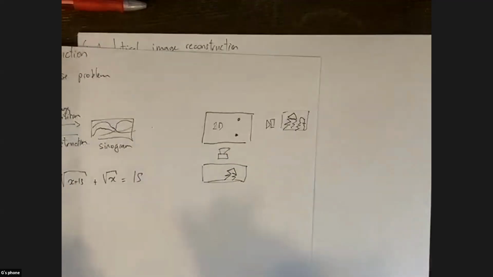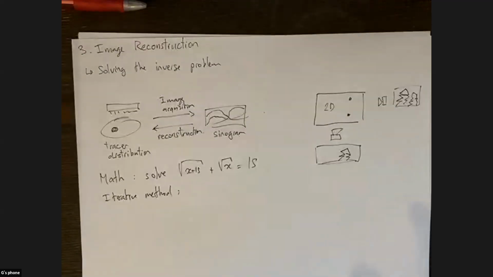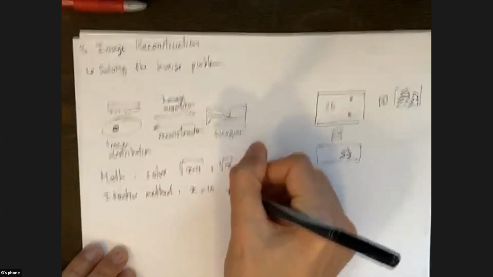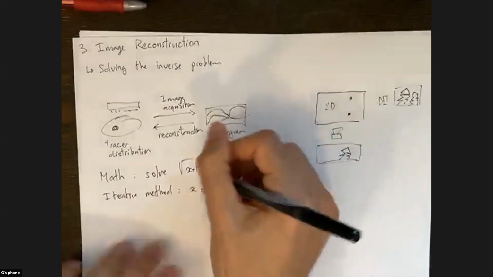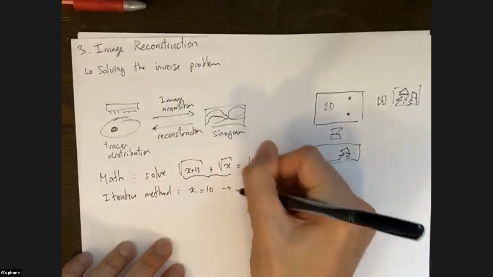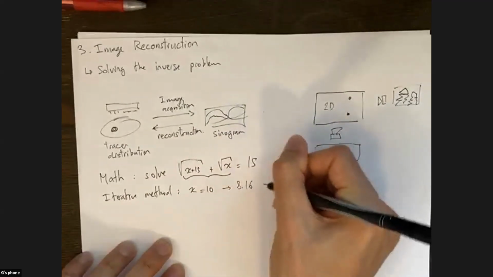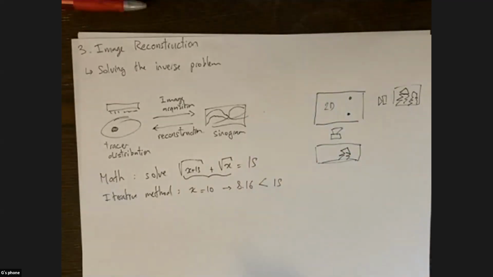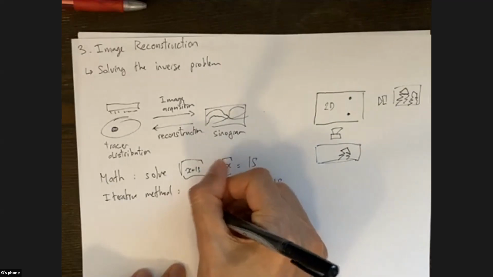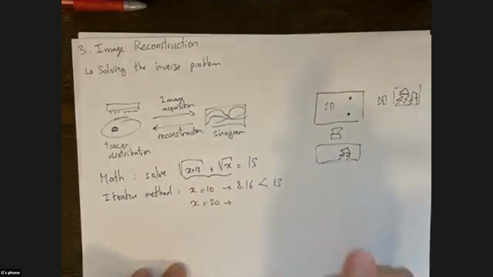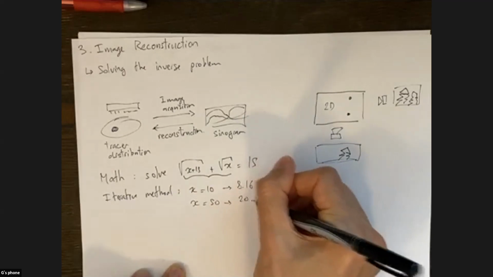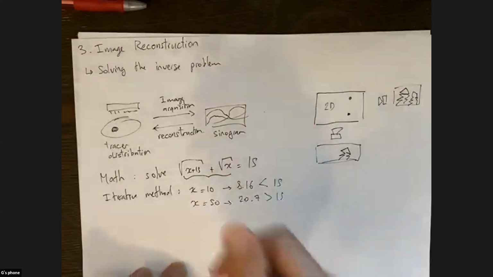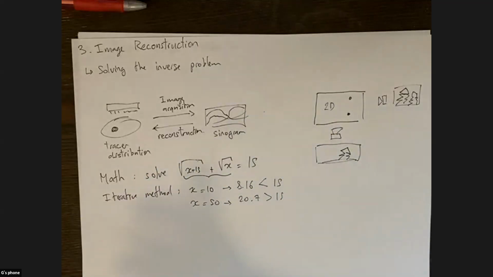And we could just try different values of x, right? So for example, we could try x equal 10. In that case, this part on the left would be about 8.16, which is less than 15. So x equal 10 is too small. Then we could try a bigger number, like x equal 50, for example. In that case, we would get 20.7, which is bigger than 15. So 50 is too big. So now we narrow down to a value in between, right?